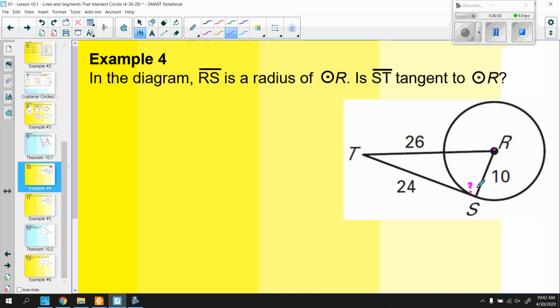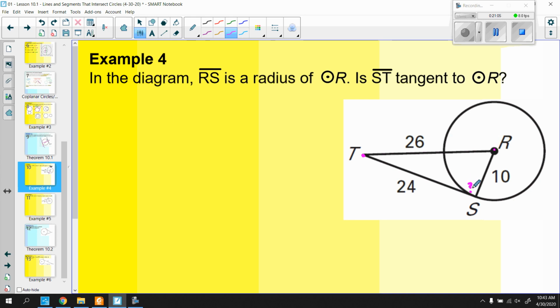This would be a right angle right here, but it's not phrased that way. It didn't tell us that TS was tangent. It's more of a question of, is segment ST tangent to circle R? Now I've got some really helpful information here, and I'm essentially looking at a triangle, just from this point T out here. I know that TR is 26, I know that TS is 24, and I know the radius of the circle, RS, is 10.